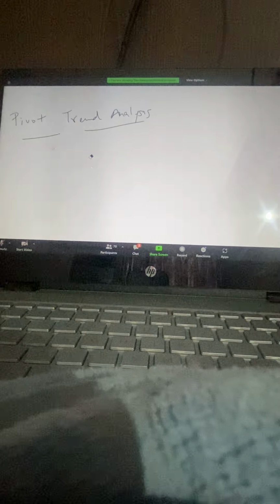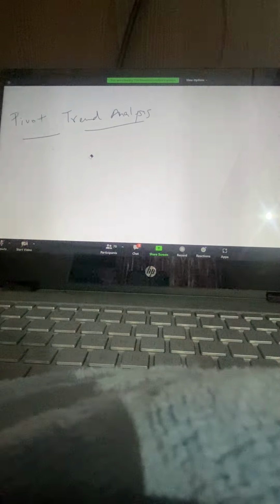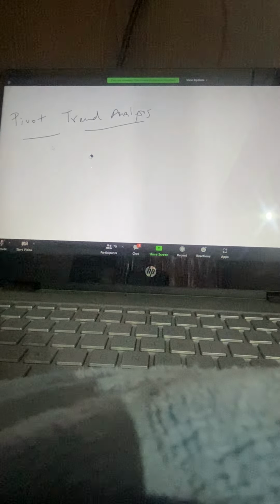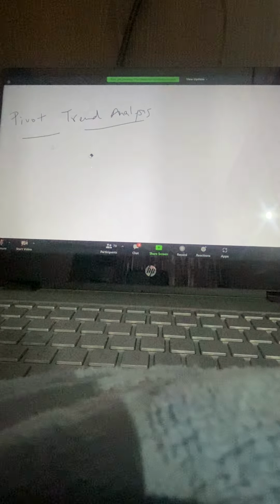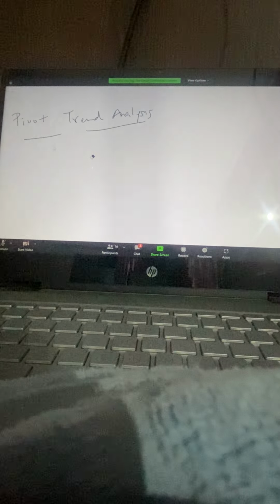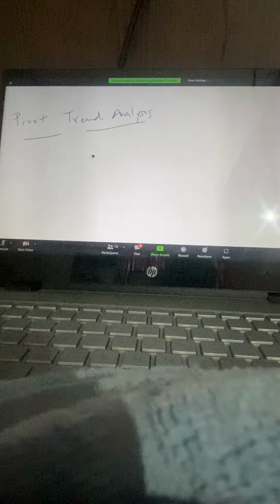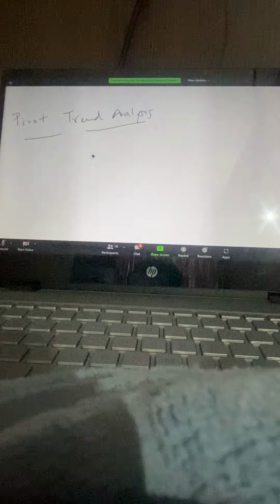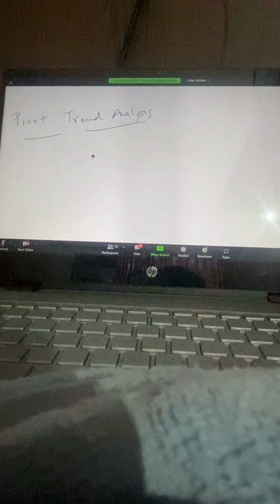So if you are using pivot trend analysis to identify the trend, kindly ignore the market structure. Don't look at higher highs, higher lows, or lower lows, lower highs. But don't question me that here, Yash, I can see the stock is forming higher highs, higher lows. So the trend is bullish.